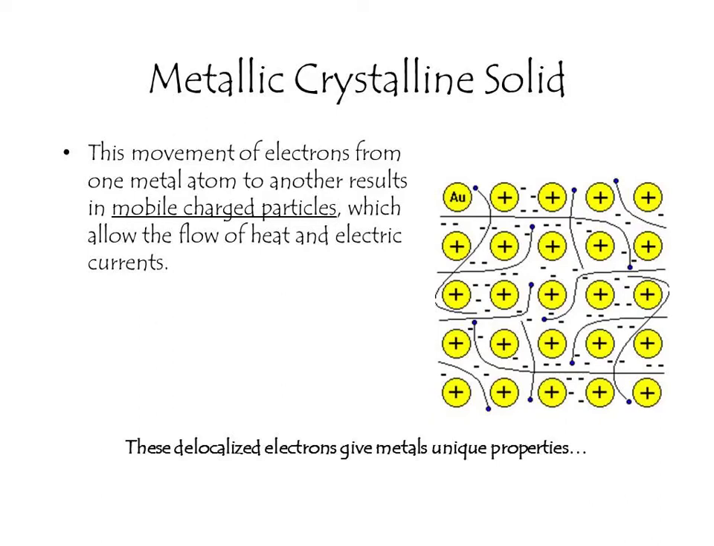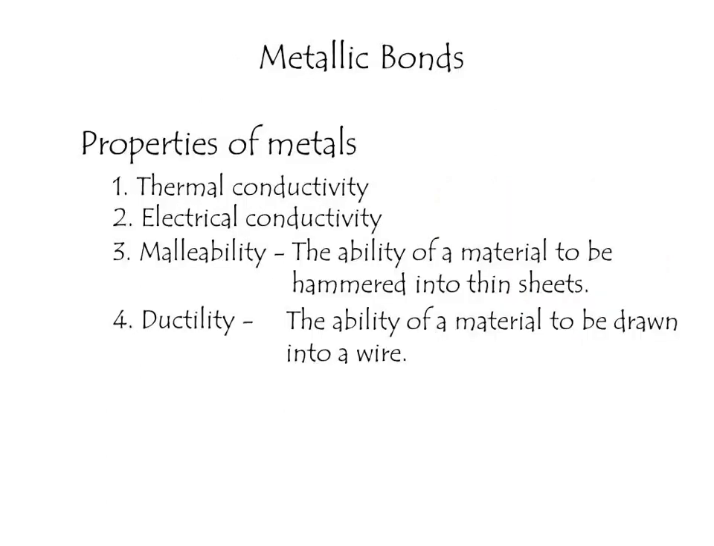Now, these mobile electrons are what causes the mobile charged particles and allowing, again, the flow of heat. And these are also known as delocalized electrons. And they're the reason why you have unique properties for metals, such as high conductivity and high melting points. So here are some of the properties. They're thermal conductive, so they conduct heat. They're electrical conductivity, so conduct electricity. They're malleable, ductile. So these are review from the last unit.